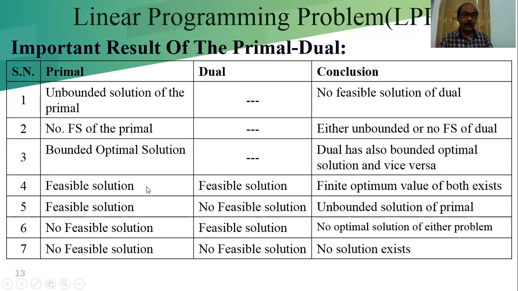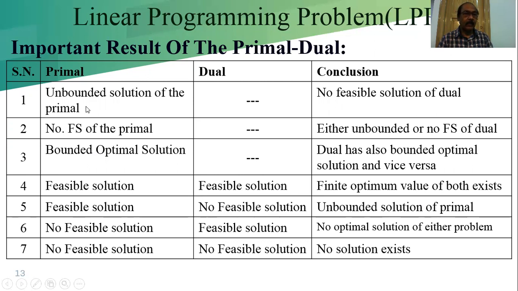Now, the primal has a feasible solution and the dual also has a feasible solution. Our conclusion is that a finite optimum value of both exists. Feasible and feasible, both cases. From that we can conclude that we will get the optimum solution for both.